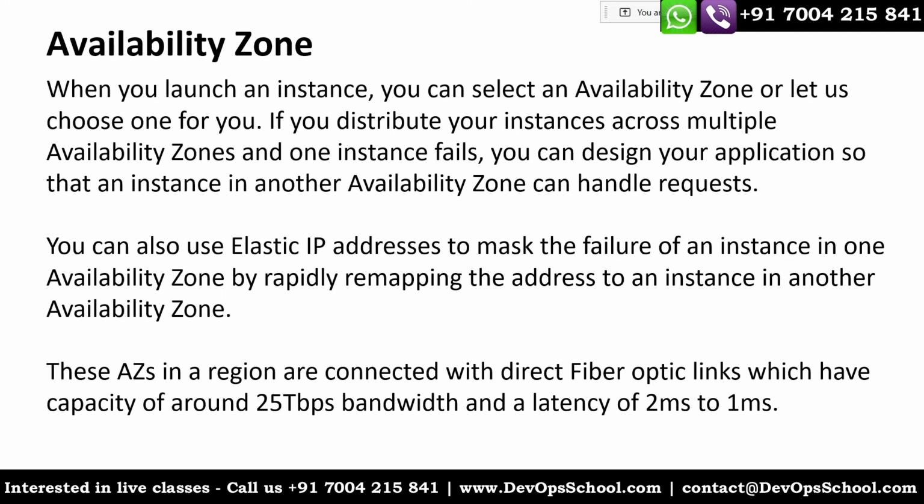If you distribute your instances across multiple availability zones and one instance fails, you can design your application so that an instance in another availability zone can handle the request. You can also use an EIP, elastic IP address, to mask the failure of an instance in one availability zone by rapidly remapping the address to an instance in another availability zone.